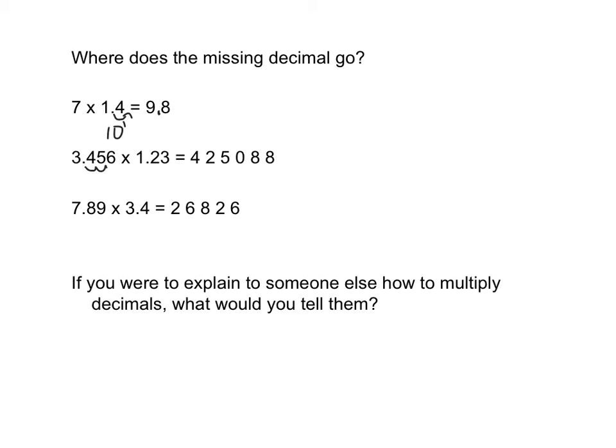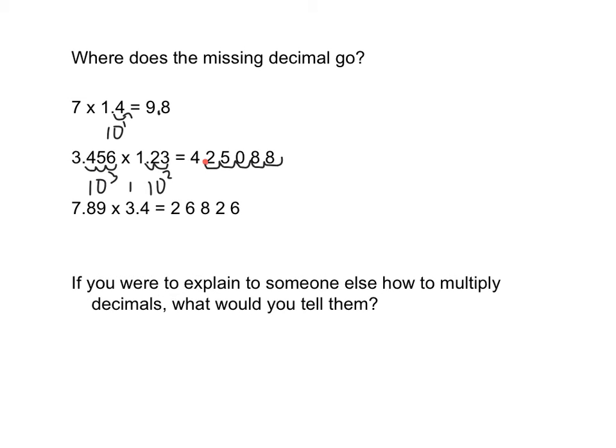Here we'd have 10 to the third. Here we'd have 10 to the second, for a total of 10 to the fifth. So I'm going to move it back 1, 2, 3, 4, 5. Or, in other words, our final decimal point would go in between the 4 and the 2.